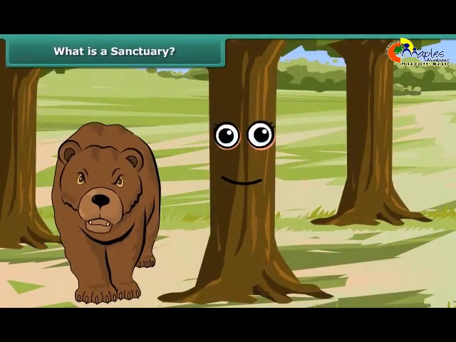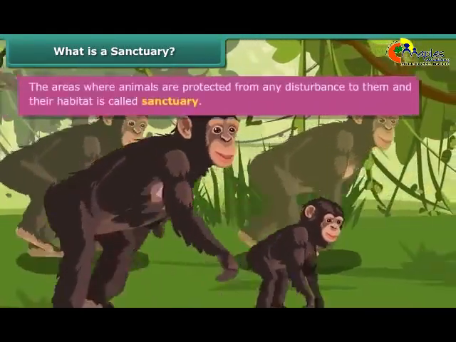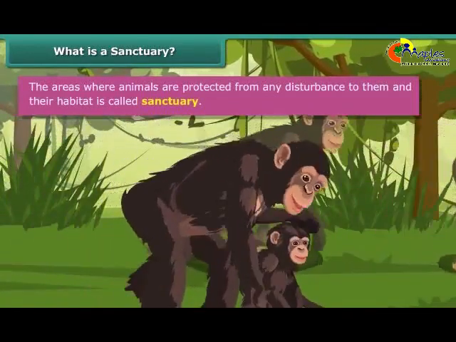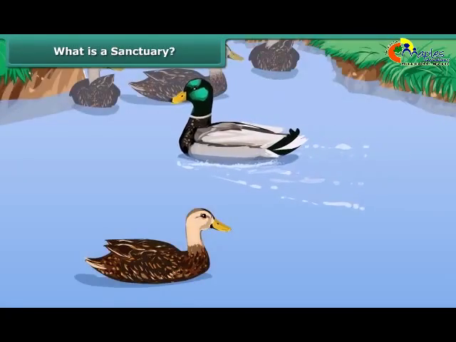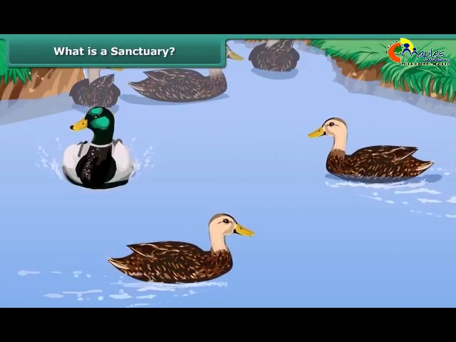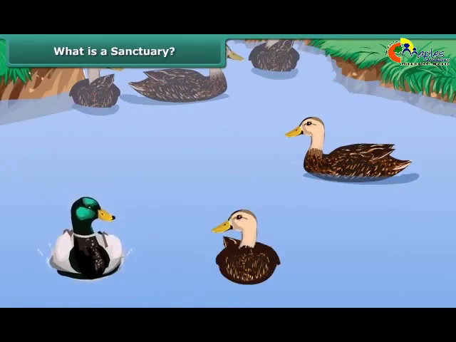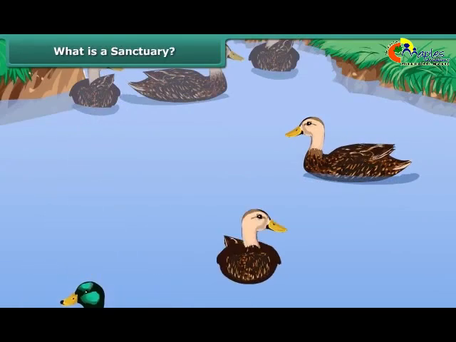We will now learn about the protected areas for plants and animals. Let us begin with sanctuary. The areas where animals are protected from any disturbance to them and their habitat is called sanctuary. Thus, you can understand that the wildlife sanctuaries provide protection and suitable living conditions to wild animals.